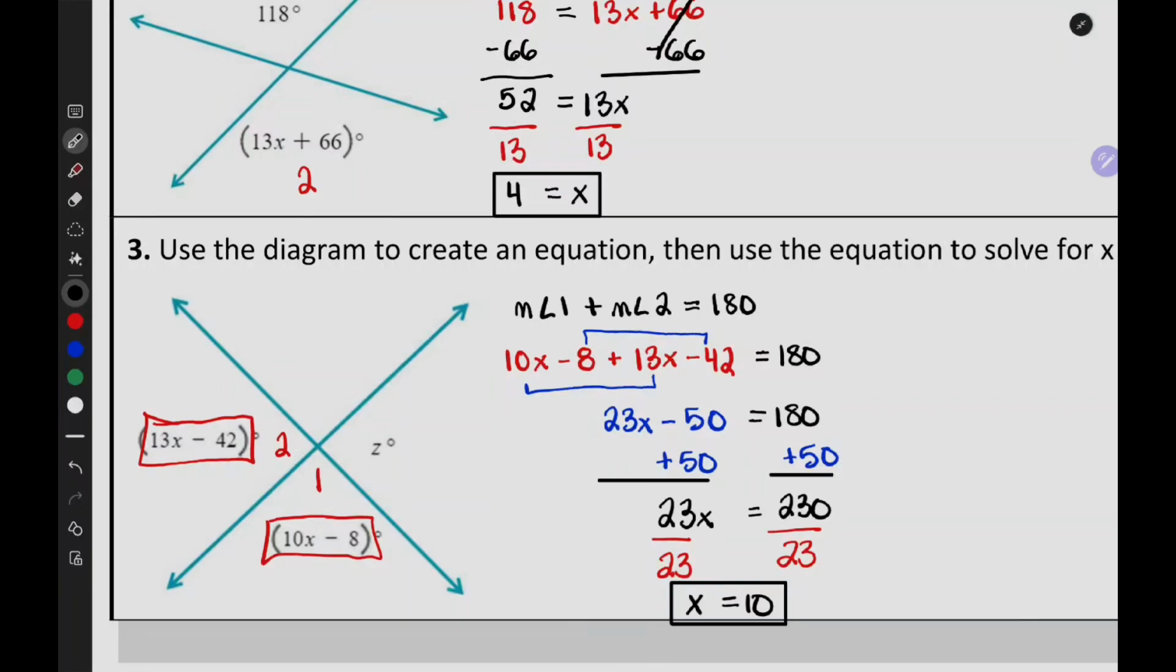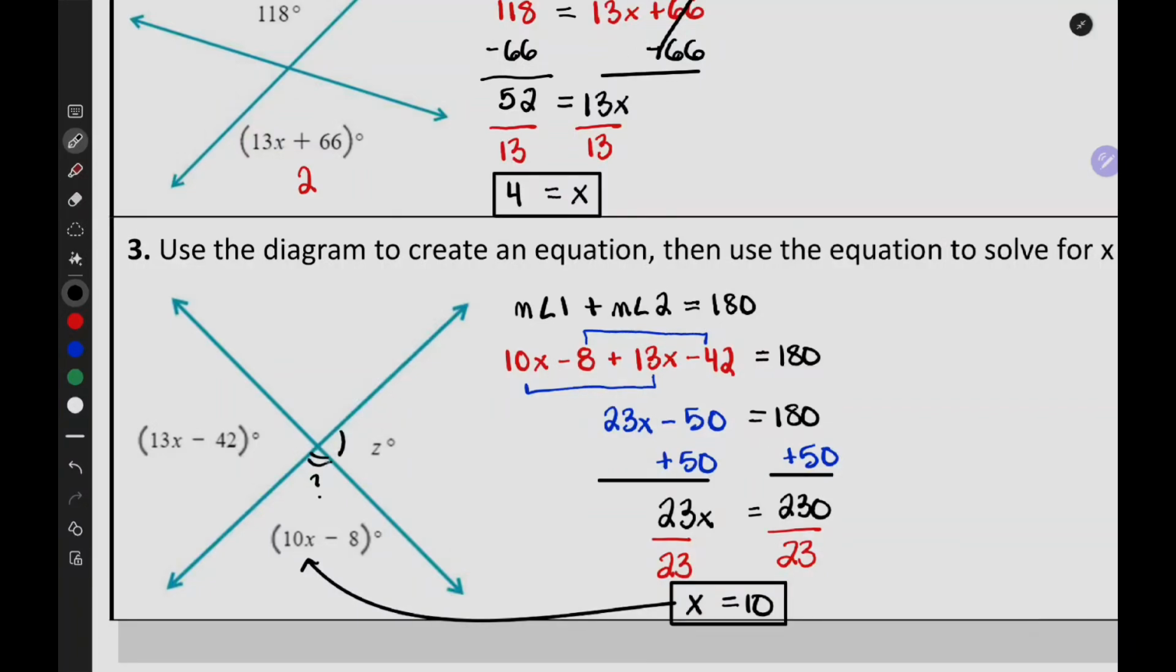So we solved for x. Now let's find z. And for this one, there are two routes to solve for z. Knowing that x is 10, I can plug that into this expression and figure out what this angle measure is, and it's supplementary to z. So plug x into that expression and then solve for z, because these two angles are supplementary.